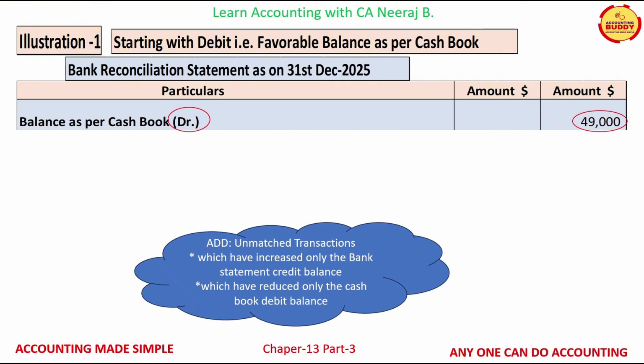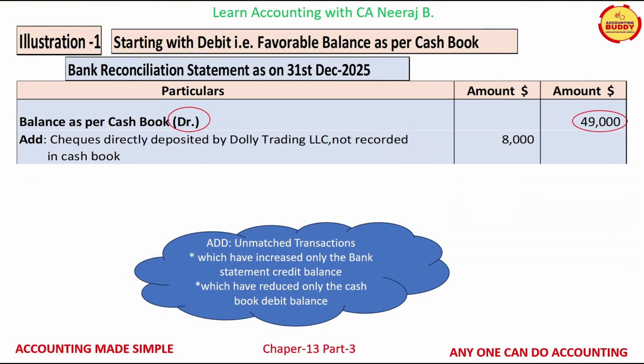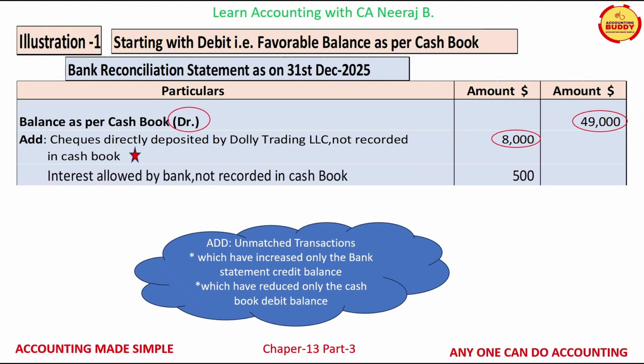These unmatched transactions in our illustration are: first, checks directly deposited by Dolly Trading LLC not recorded in the cash book for $8,000. Second, the interest allowed by the bank not recorded in the cash book for $500.